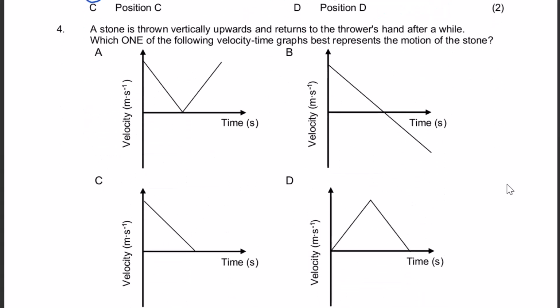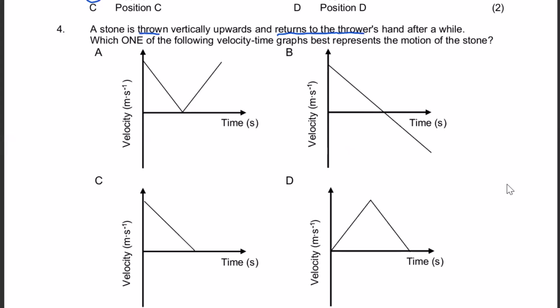Question 4 reads: a stone is thrown vertically upwards and returns to the thrower's hand after a while. So the other important key there is that it returns to the thrower's hand. Which one of the following velocity-time graphs best represents the motion of the stone? We're focusing on the motion of the stone. You should also know that the initial velocity is positive, right? We are going upwards, so the initial velocity is positive.